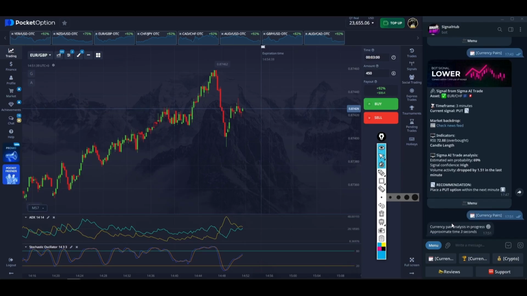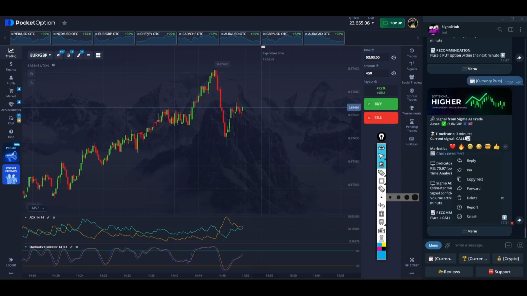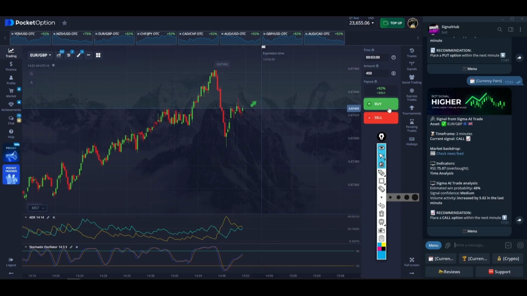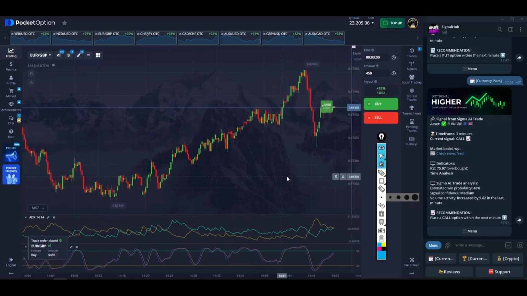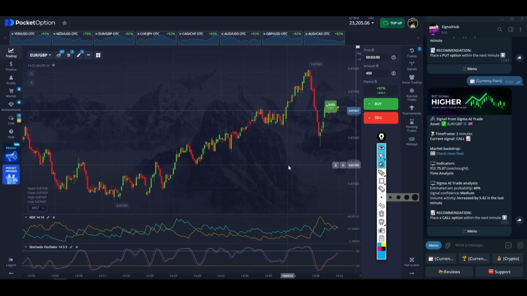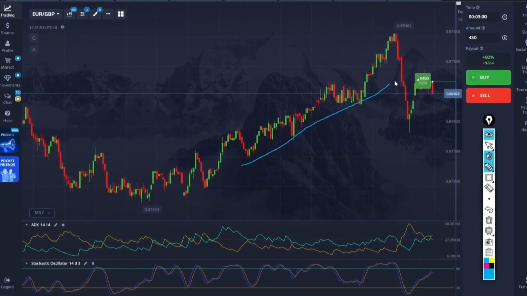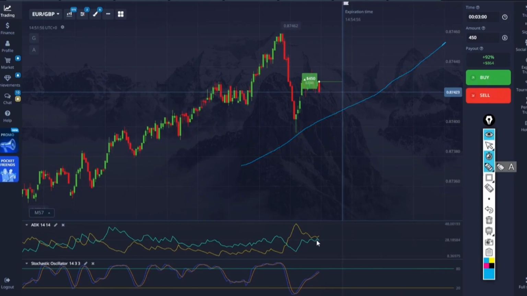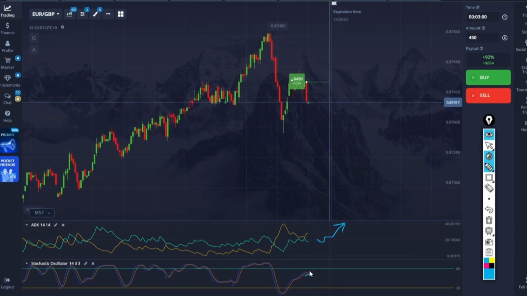Let's focus on the Euro-British pound pair. I pull it up in the bot, set the expiration time to 3 minutes, wait a bit, and it gives me a buy signal. I'm entering the market. The setup looks interesting. The overall trend is bullish, and we're also seeing higher lows forming. The ADX shows a crossover to the downside, which looks a bit contradictory, but the Stochastic isn't yet in the overbought zone. That means price still has room to climb higher. So I think this trade has a good chance of playing out well. Let's see how it closes.